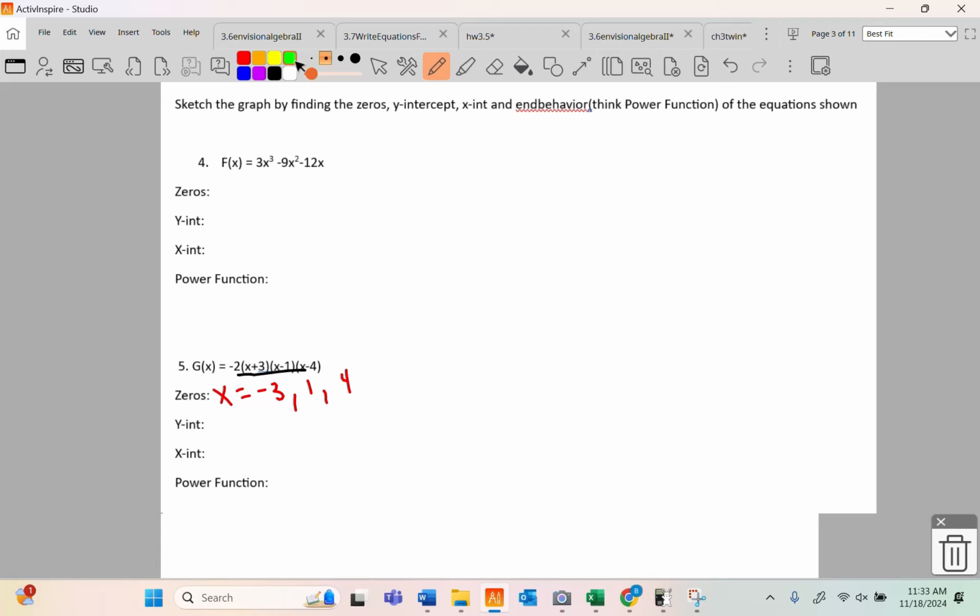How do you find a y-intercept? What's 0 though? There's a couple of you on your form quiz, you just wrote in the blank 0. It's x equals 0, isn't it? So for our y-intercept here, we got -2 times 0 plus 3 times 0 minus 1 times 0 minus 4. Well, that's 3, that's -1, that's -4. There's a -2 up front. What's that going to give you?